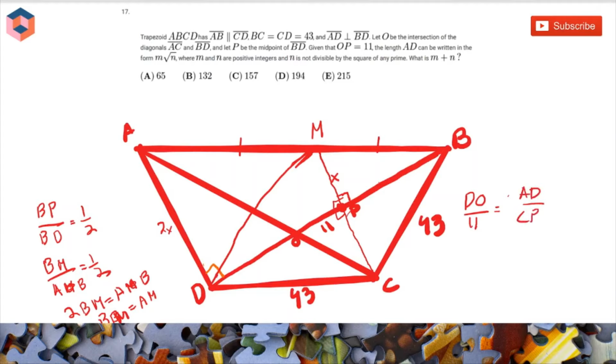Now notice that since this is a kite, MC is the diagonal that's being bisected. So this is the same as AD over MP. We already know that AD over MP is equal to 2, so DO over 11 is equal to 2. And remember, AD is 2x and MP is x. That's where I got my 2 from. So DO is equal to 22.